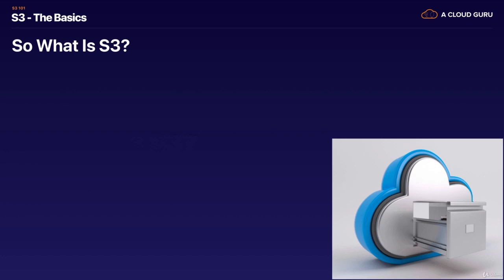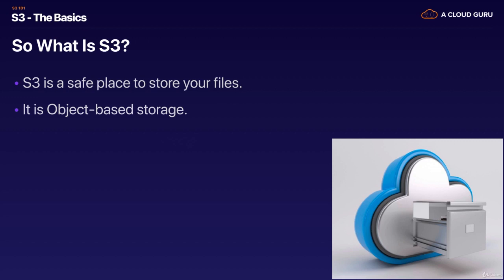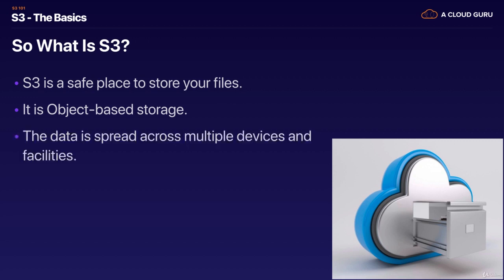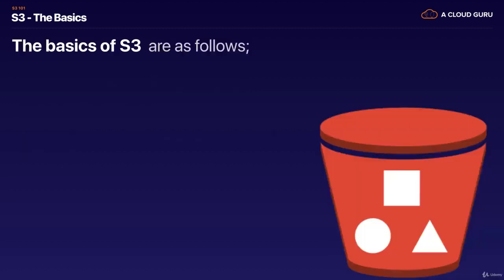So what does that actually mean? Well, basically, S3 is a safe place to store your files, and that's all it means by objects. So when we say object storage, we're talking about flat files, basically. So Word documents, pictures, movies, etc. So S3 is basically a safe place to store your files. It's object-based storage, and the data is spread across multiple devices and multiple facilities.